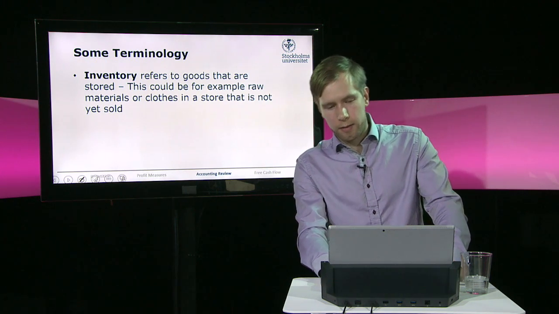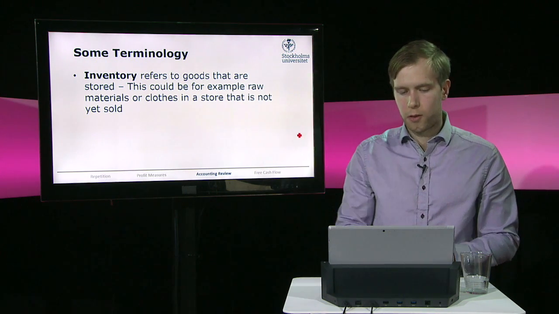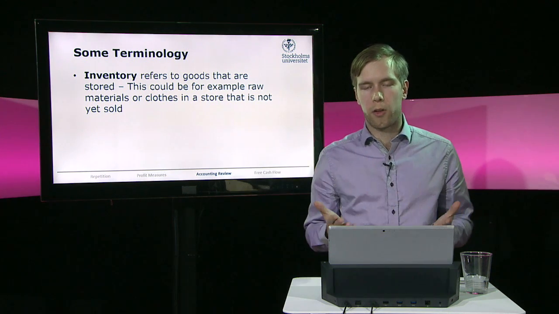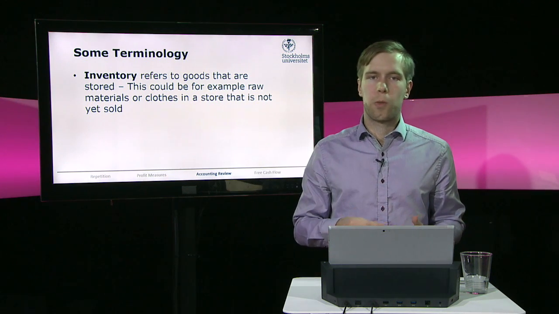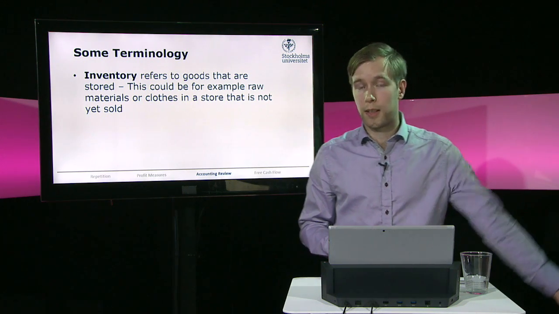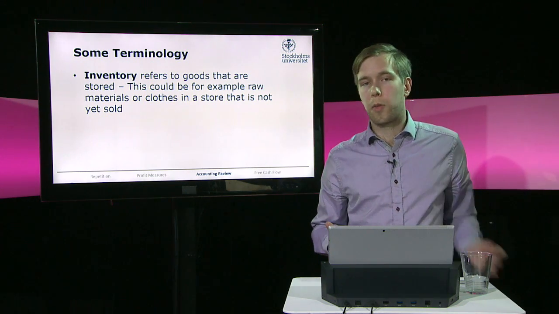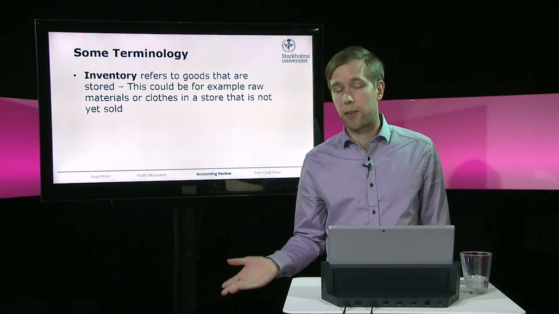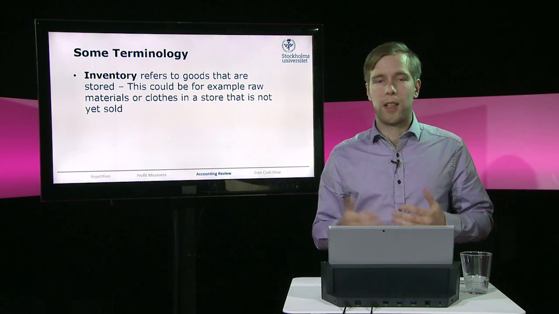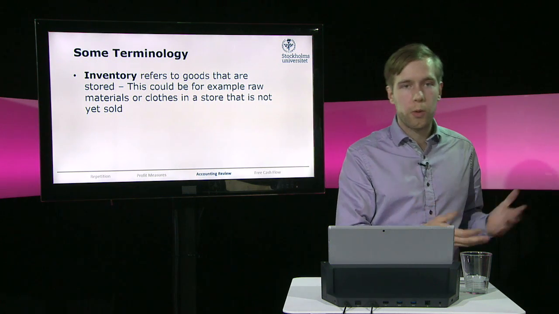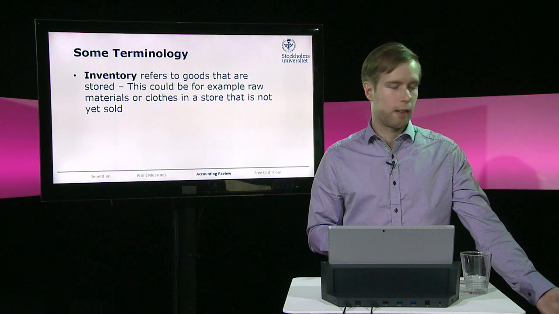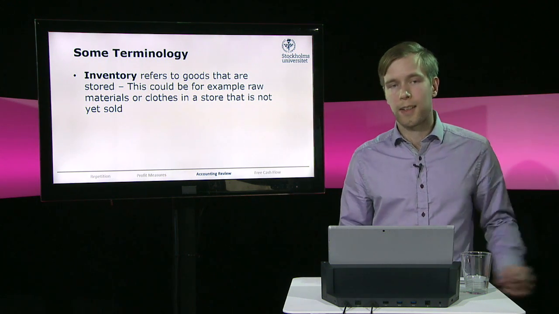And then we're also going to look at what is called inventory. So inventory refers to goods that are stored. Okay, so let's say that we purchase a lot of wood and we keep it in a storage room. That would be classified as inventory. Or it could also be clothing in a store which has not yet been sold. That would also be inventory. So what we've done then is that basically we paid for something that we hope will give us revenue in the future, but at the moment it's just lying there as an asset and we can't really get that money.